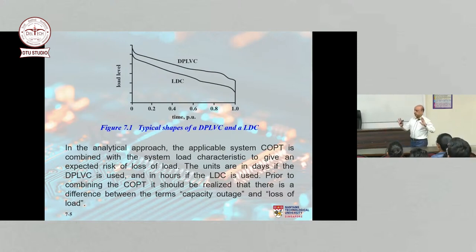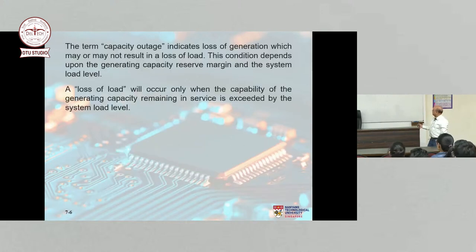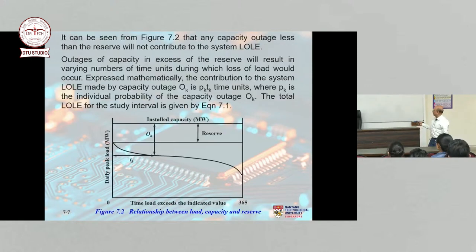So we must make sure that we understand these two terms correctly. So the term capacity outage indicates loss of generation which may or may not result in a loss of load. Yeah, it could, it may not, okay? So loss of load only occurs when the generating capacity is less than the load.